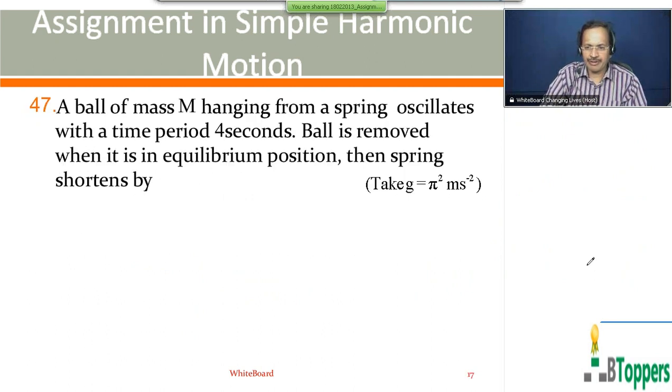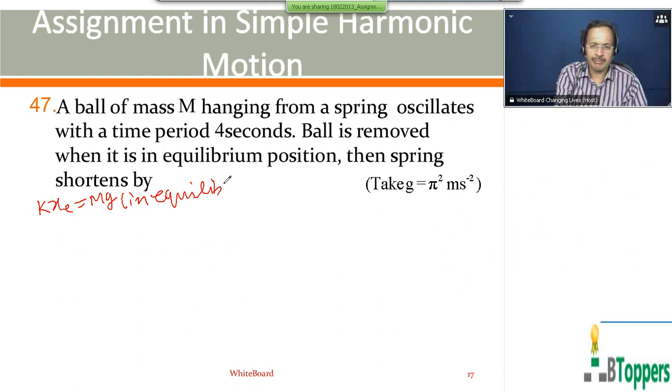See question number 47. A ball of mass m hanging from a spring oscillates with a time period T seconds. The ball is removed when it is in the equilibrium position. The spring shortens by? In the equilibrium position, we write k xe equals mg. Here xe represents the elongation of the spring when it is in equilibrium.